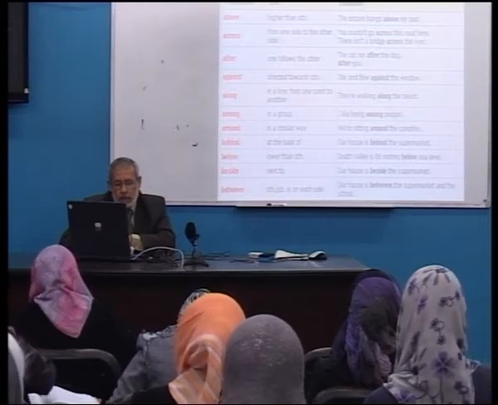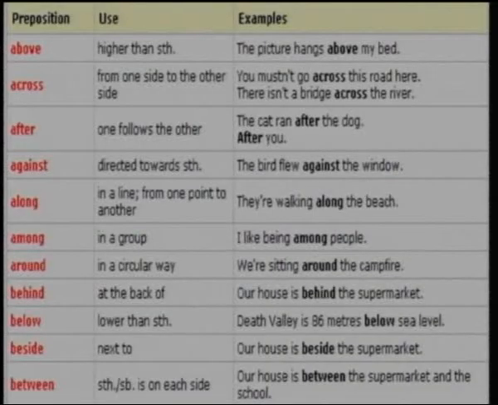Among. I like being among people. So between it refers to two people. However, among refers to plural. Okay? Around, this is circular way. Circular way. Refers to circle. We are sitting around the campfire. Okay? The students circled around the teacher.